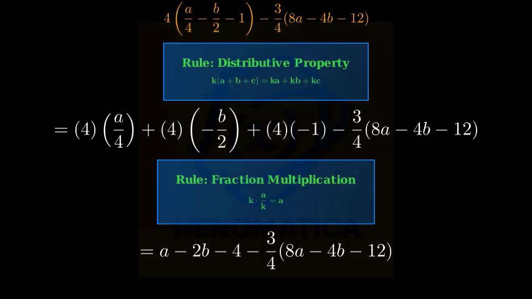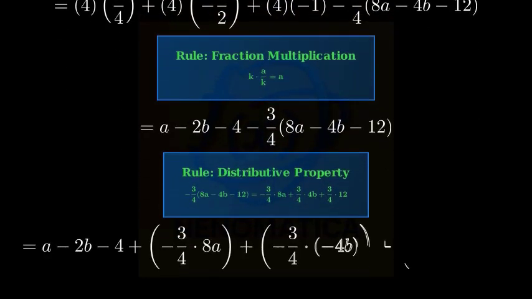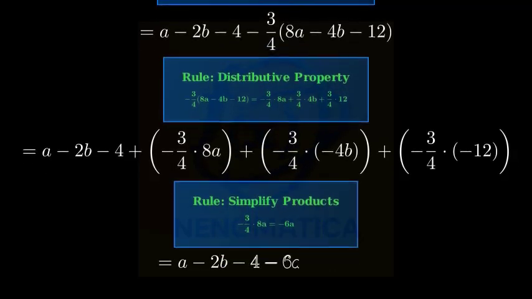Now, let's distribute negative 3 over 4 to the second parenthesis. We get negative 3 over 4 times 8a plus negative 3 over 4 times negative 4b plus negative 3 over 4 times negative 12. Now, let's simplify these terms. Negative 3 over 4 times 8a equals negative 6a. Negative 3 over 4 times negative 4b equals positive 3b. Negative 3 over 4 times negative 12 equals positive 9. So we have a minus 2b minus 4 minus 6a plus 3b plus 9.